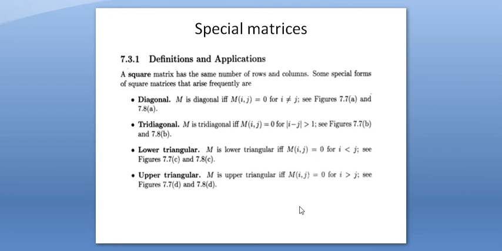Then you have lower triangular. The way you define a lower triangular matrix is M of ij is equal to 0 for i less than j, and M of ij is equal to 0 for i greater than j for upper triangular.